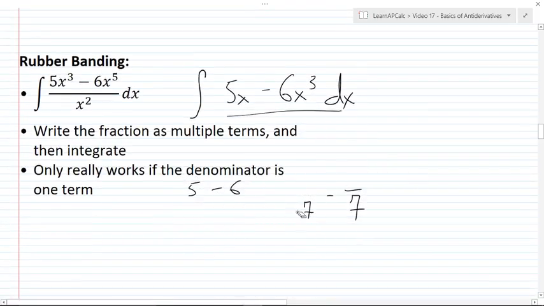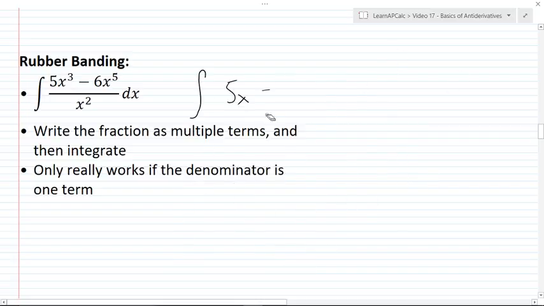Alright, so this next technique is called rubber banding. That comes from what we're about to do, which is divide this bottom part out. The way you do that is you divide these, and then you divide these, and these look like rubber bands. Let's do a quick example.